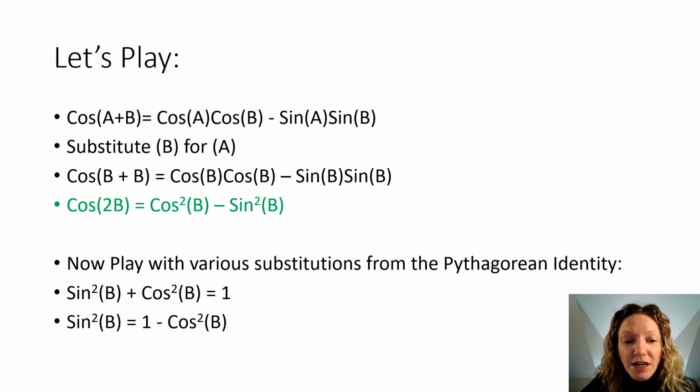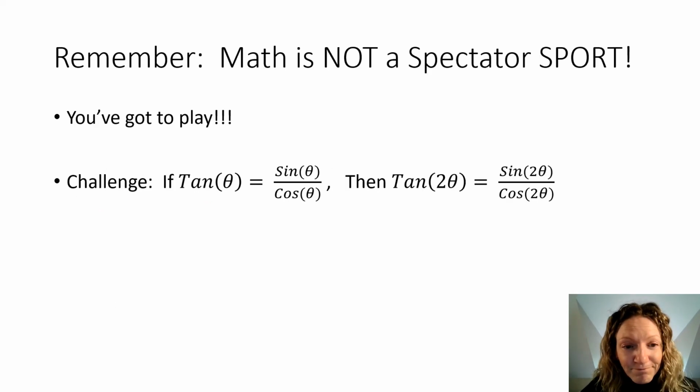You can isolate sine squared b and get 1 minus cos squared b. Substitute that in for sine squared b in the formula. See what other form of cos 2b, cosine of the double angle, you come up with. Here's where they can substitute and play around and see what other formulas they get on the formula sheet. All right, math is not a spectator sport, so you can continue to play.